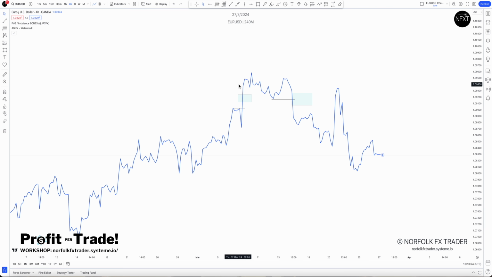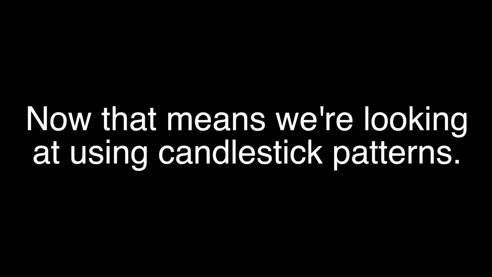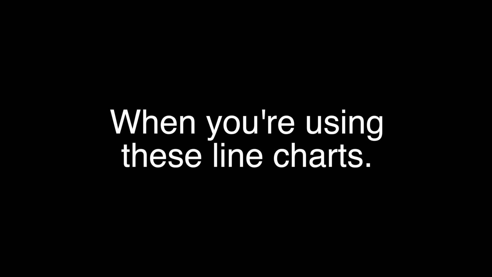See how you can use a line chart to trade. It shows you many different things. We could see the break of structure. We could see the sweep. We could see the areas of supply and demand. We can see the areas of imbalance. Now we're going to look at how you can trade using line charts with price action. That means by using candlestick patterns when you're using these line charts.